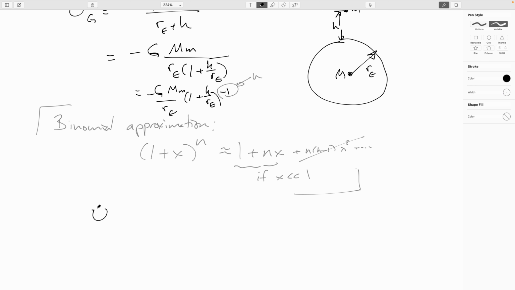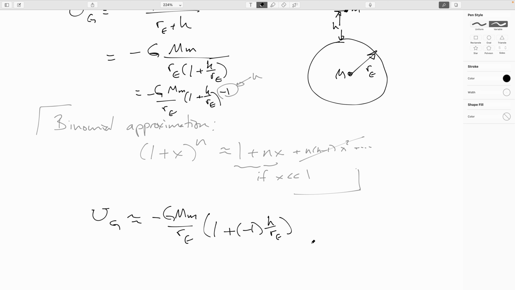So now we can say that near the surface of the Earth, the gravitational potential energy is approximately minus G M m over Re times 1 plus, now our n is negative 1. So there'll be a negative 1, and our x is h over Re.